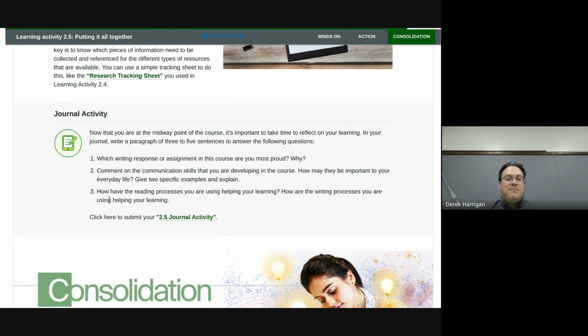And then number 3, how have the reading processes you are using helped your learning? How are the writing processes you are using helping your learning? We've talked about reading strategies. We've talked about the writing process. I'm curious to know if you've noticed any improvements, or if anything that you have started to do in this course has helped you improve your reading or writing.